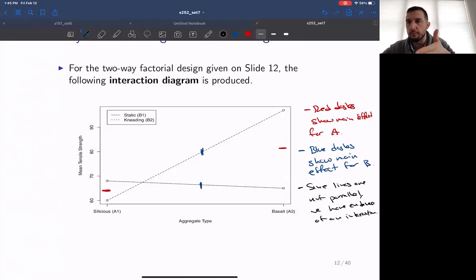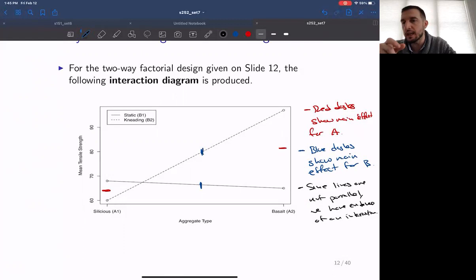But when you use this kneading approach, if the system had no interaction, you would see the same decrease. So if the system had zero interaction, you would have A1 at B2 being where it's located, but then A2 at B2 would be lower than A2 at B1. But instead, what we see is that there's something about the combination of A2 and B2, so the kneading and the basalt approach, that drives the response variable up.